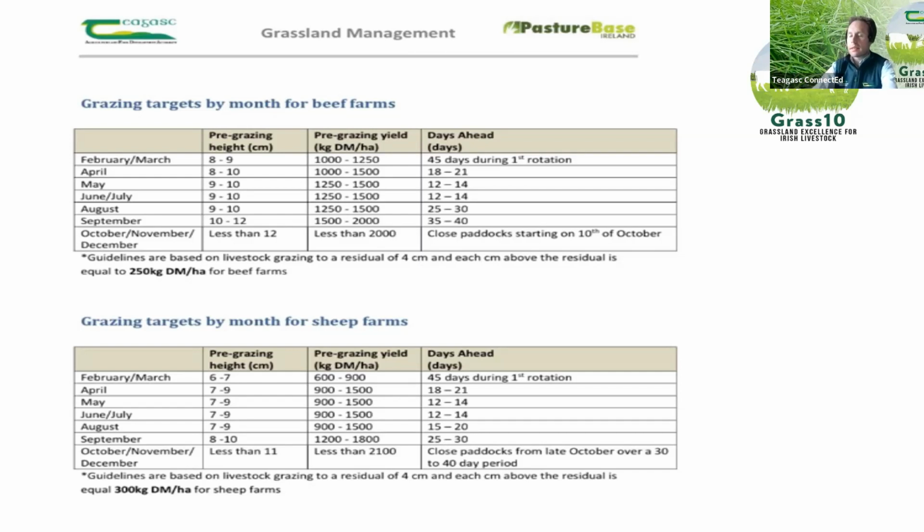Those grazing targets, if you want to take a picture of them, they're very good to have. They're very, very simple. And again, what myself and John are all about this week is simple grazing targets that are very achievable for people. And if all people did for the mid-season was try to keep to somewhere between 12 and 14, 12 and 15 days ahead, and keep the pre-grazing yield correct, they're 95% of the way there.